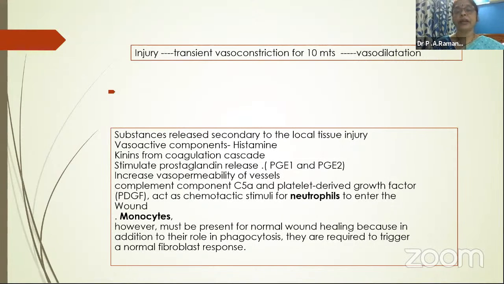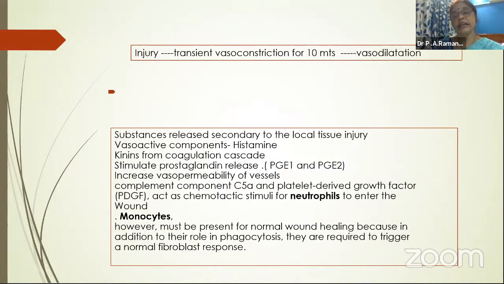10 minutes. So after this, this vasoconstriction prevents blood loss. Later, the body will go into a state of vasodilatation at the site of injury. The vasodilatation occurs in small blood vessels as well as the large blood vessels in the vicinity. So this first stage is called the hemostatic phase.